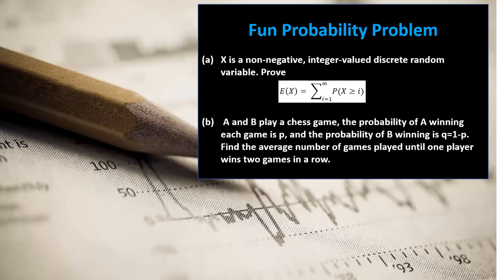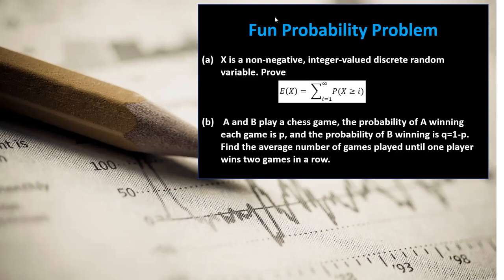Now we're going to use this result to solve part B. Part B says A and B play a chess game. The probability A wins is P, and the probability B wins is 1 minus P. I want to find the average number of games played until one player wins 2 games in a row. Okay, now let's go ahead and start. Like I said, this problem is a little bit tedious and complicated.